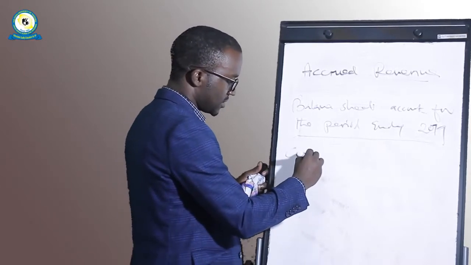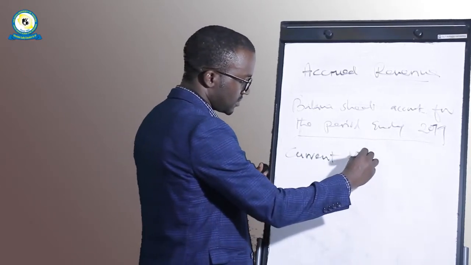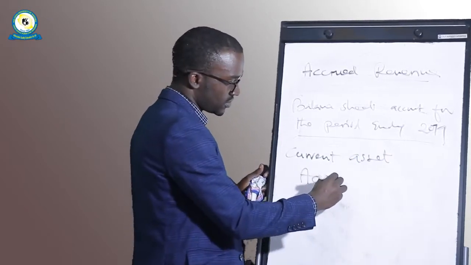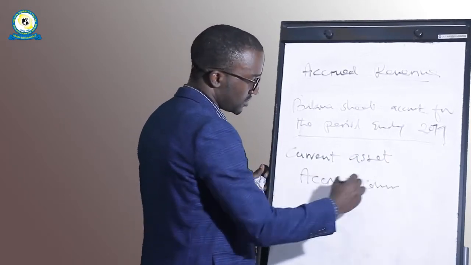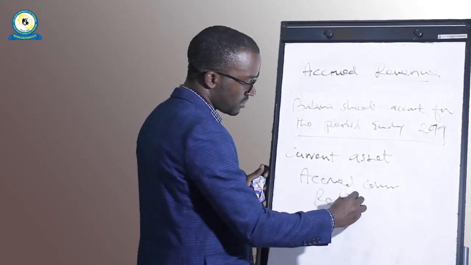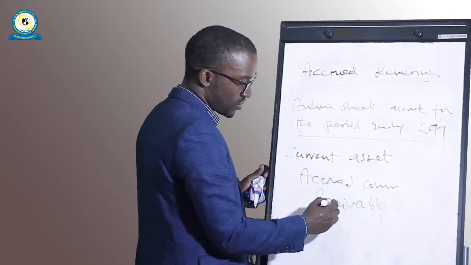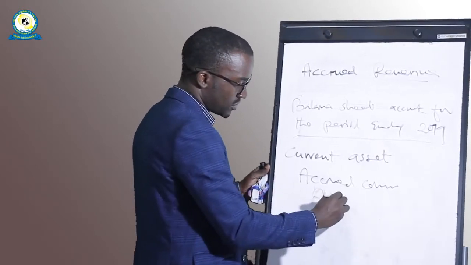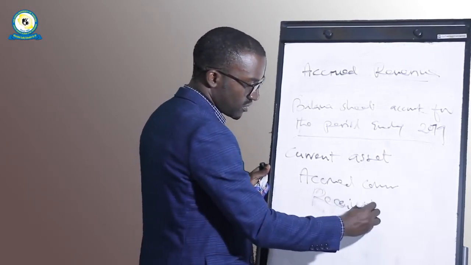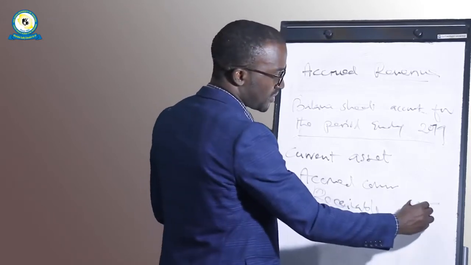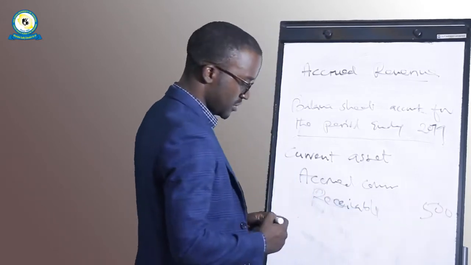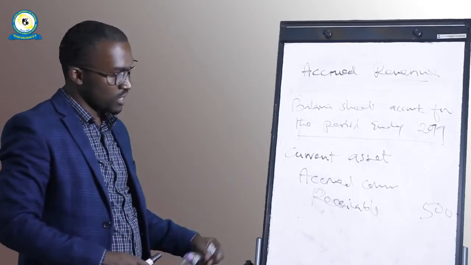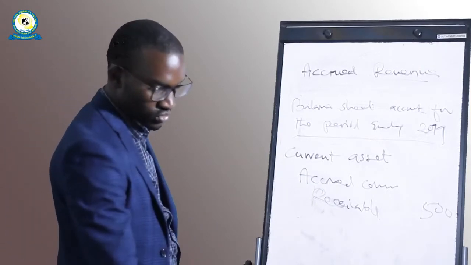Under current assets, you're going to have accrued commission receivable. Accrued commission receivable. Of how much? Of 500. As simple as that. Okay. I hope now you are able to clear that.